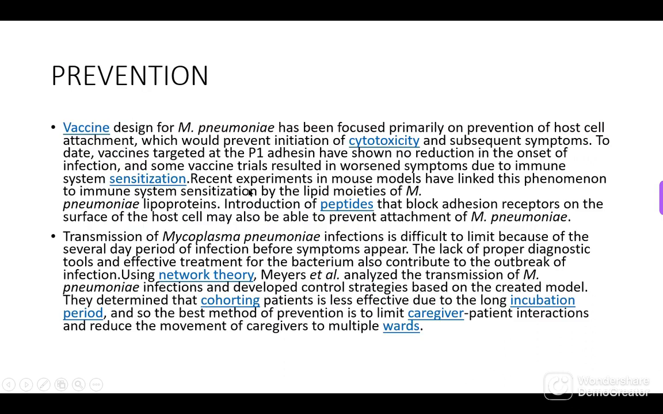Prevention: a vaccine for Mycoplasma pneumonia, and preventing host cell attachment, would prevent the initiation of cytotoxicity and subsequent symptoms. Today, vaccines targeted at the P1 adhesin have shown no reduction in the onset of infection, and some vaccine trials resulted in worsened symptoms due to the immune system, because it will cause cold agglutinin disease. The vaccines are dangerous to give in these patients, and that is why they are not commonly used. In this fashion, transmission can be cut off.